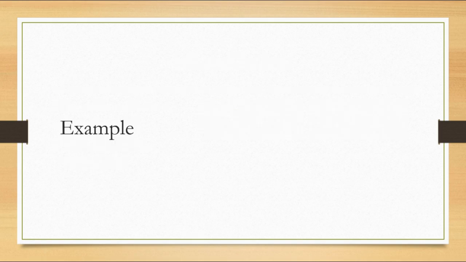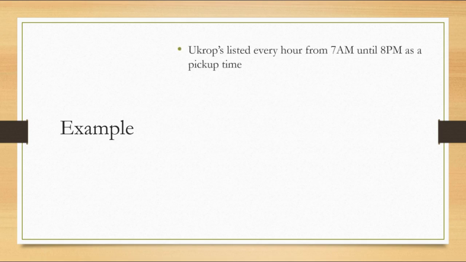All right, here's an example. I work for a company that sells decorated cakes. Actually, U-Crops. So, U-Crops used to have a website where after you chose a cake, it had pickup options, and one was they had every hour listed from 7 a.m. until 8 p.m. as a pickup time. So it had 7 a.m., 8 a.m., 9 a.m., 10 a.m., 11 a.m. And you usually had to choose one.